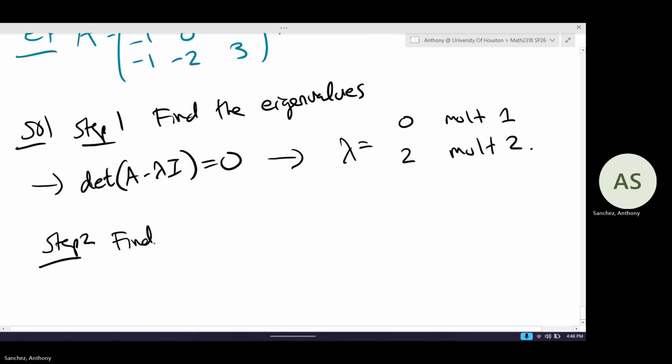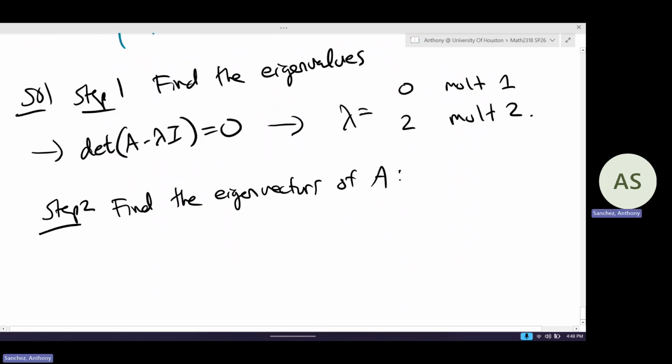Find, so I'm doing this quickly just so you guys can get a roadmap of this. Find the eigenvectors of A. All right, so you have to grab the first eigenvalue, which was apparently lambda is equal to 0. Right, what does this mean? It means you have to compute the null space of A minus 0I.